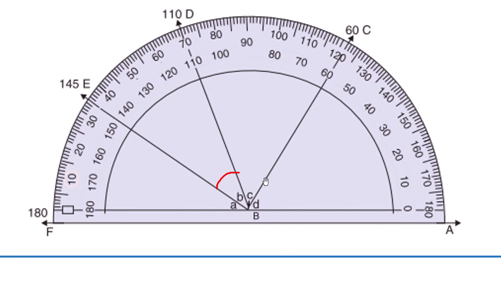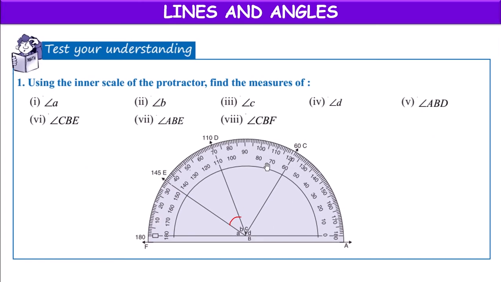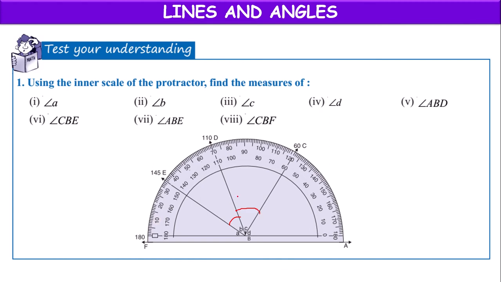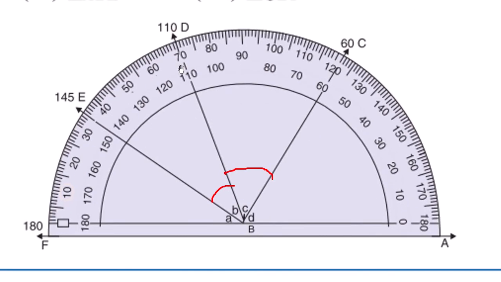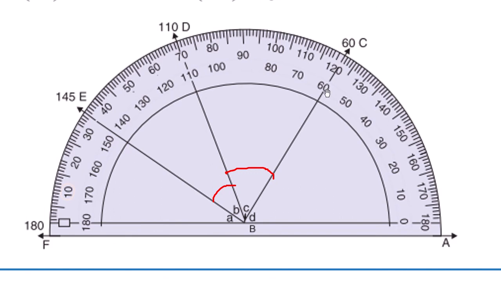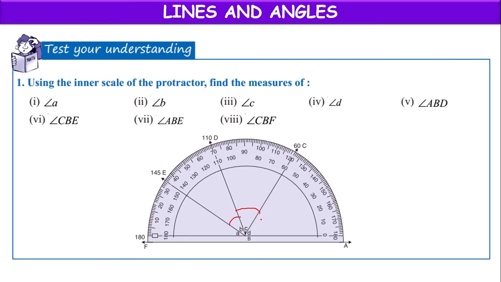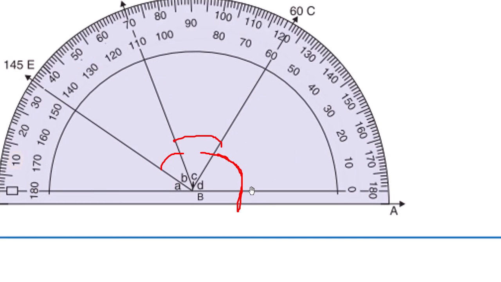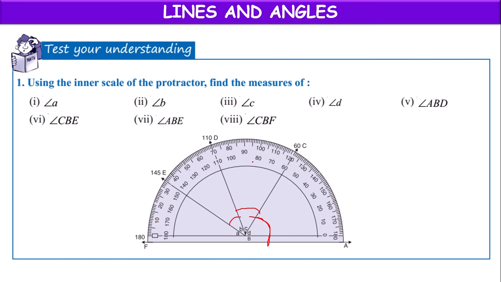Next angle C, how much? 110 here, 60 here. Angle C, inner scale, 110 here, 60 here. Difference is 110 minus 60, 50 degrees. Next angle D, how much? Angle D, inner scale, 60 here, 0 here. 60 minus 0, 60.